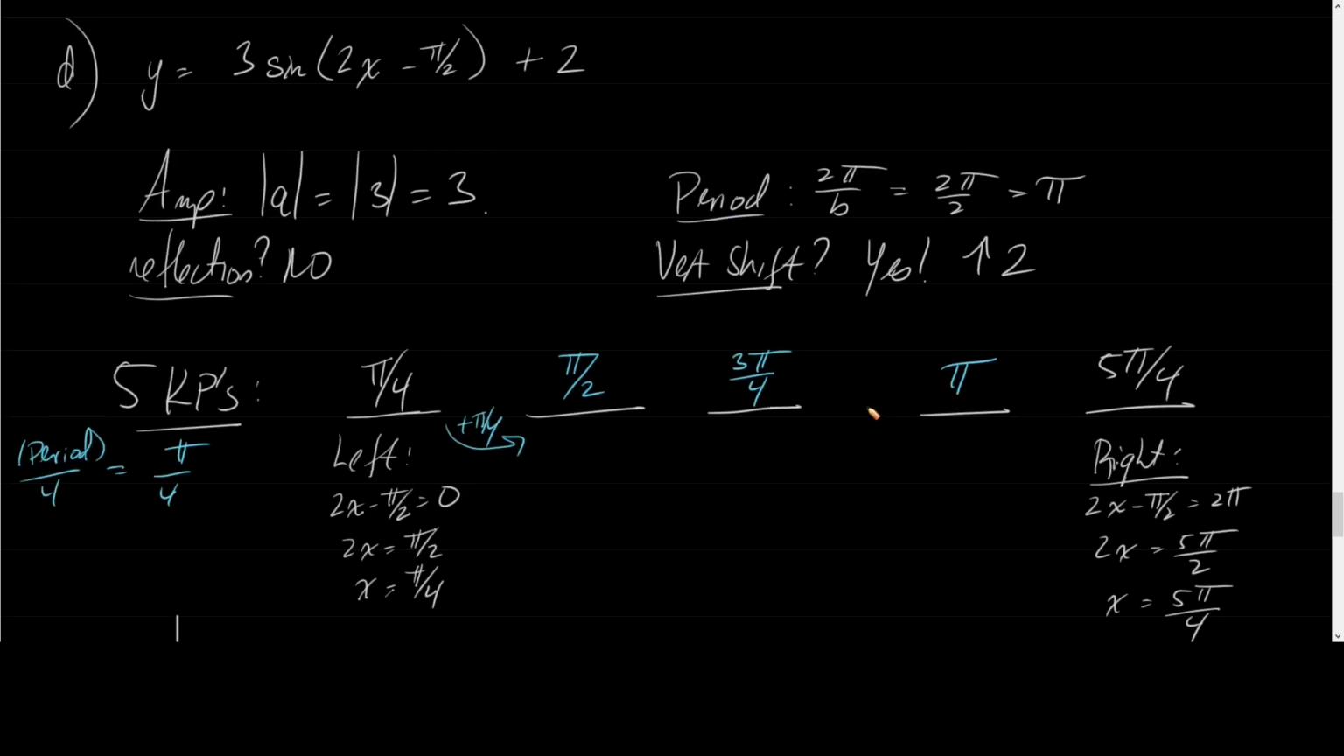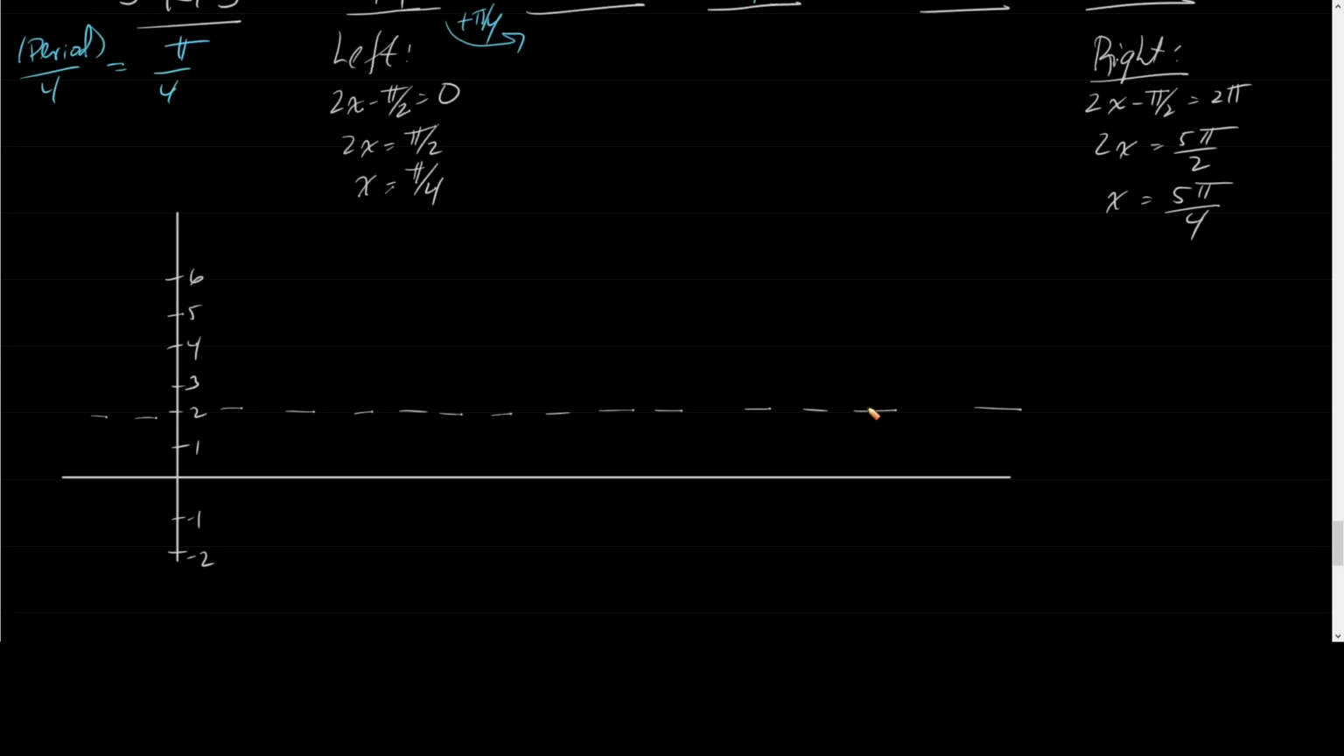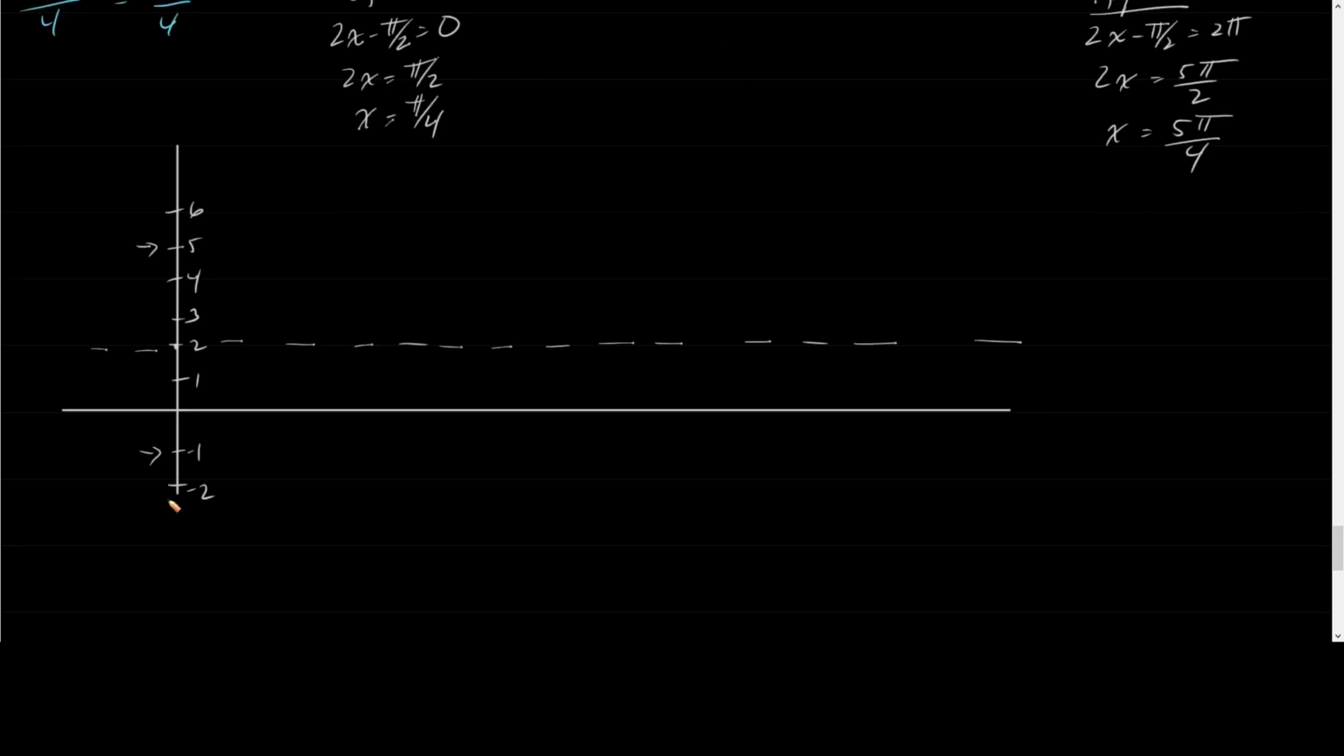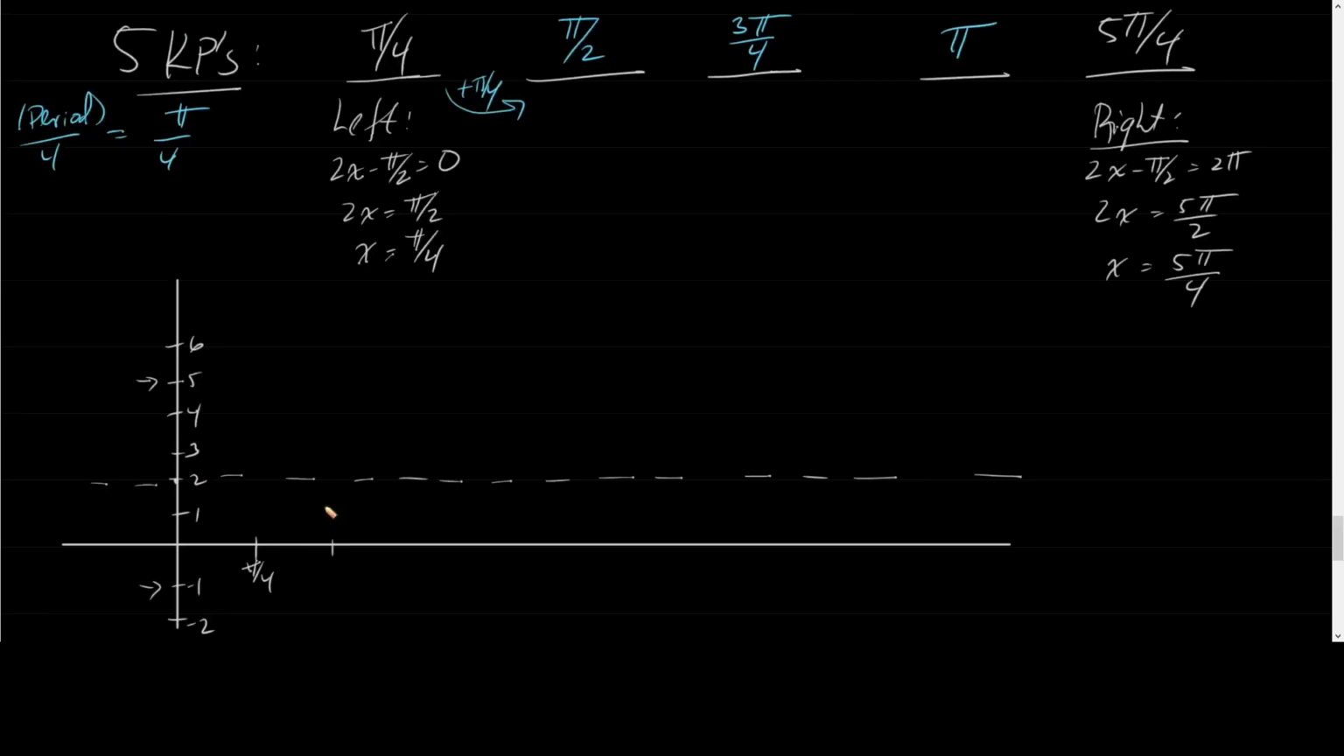What else? We've got an amplitude of 3. An amplitude of 3 means that our maximum values are going to go all the way up to 5, and our minimum values are going to be down to -1, because it's 2 plus 3 and 2 minus 3, right? So that's how you get those maximum values of 5 and -1. But now let's look at the key points that we have. We started with pi over 4. So let's say this is pi over 4. Then the next one is going to be pi over 2, right? And then 3 pi over 4, pi, and 5 pi over 4.